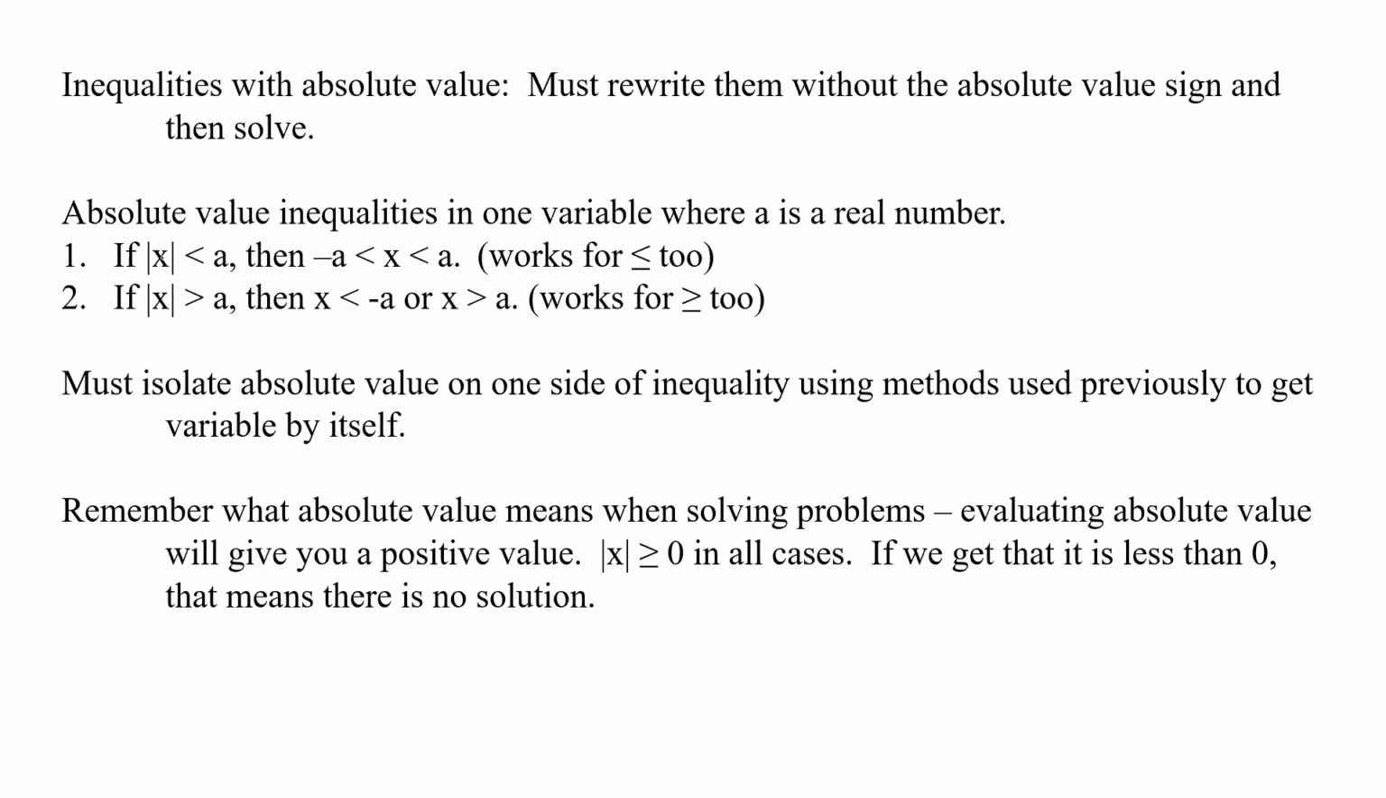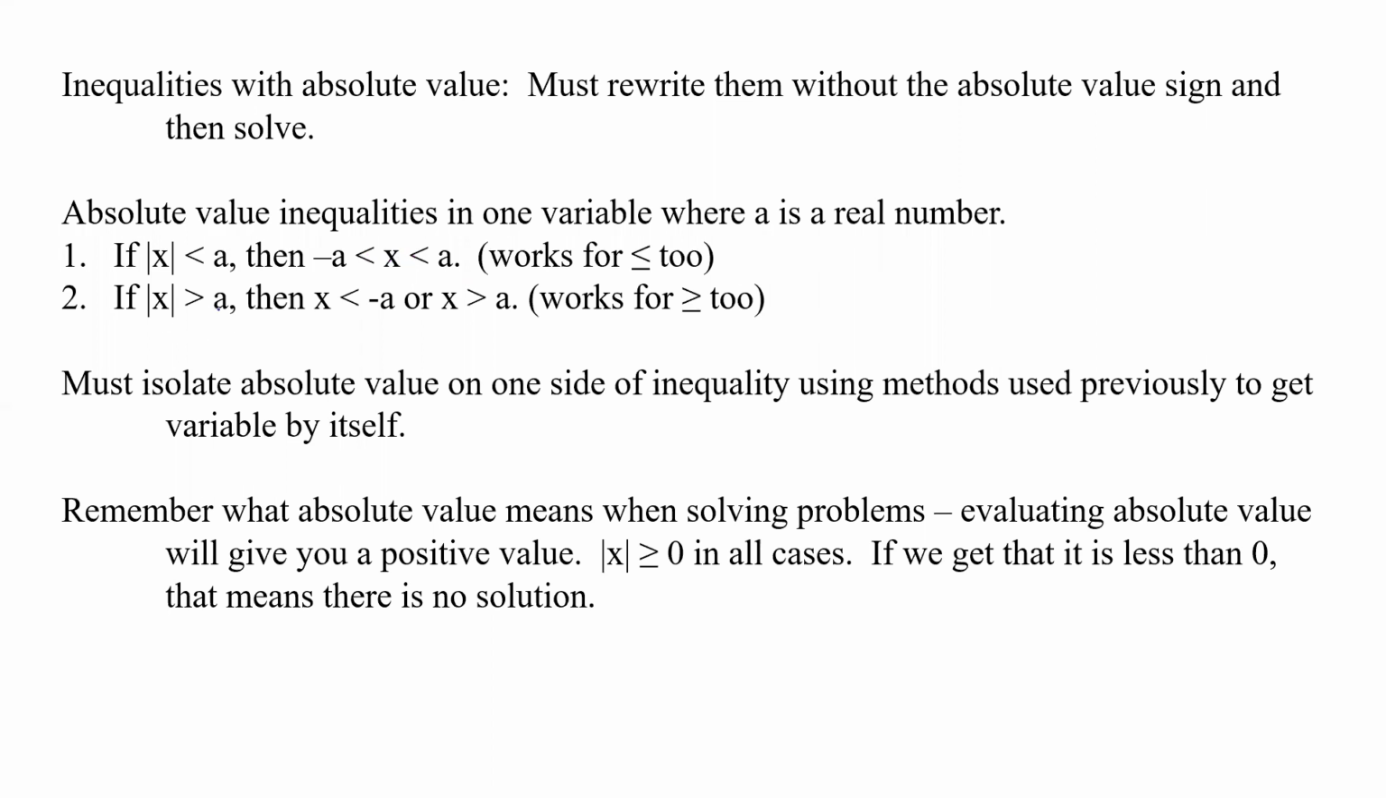Now, if we have the absolute value of x is less than a, what we need to do is rewrite that as negative a less than x less than a. And again, if this is less than or equal to, we just put those in there as well. So when we have less than some value a, then x is going to be between negative a and positive a.